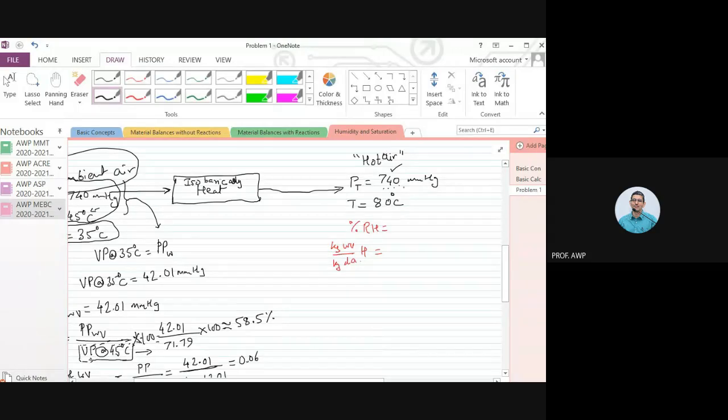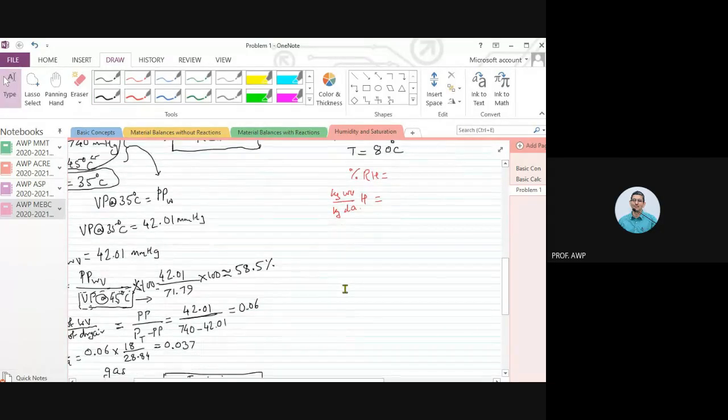But right now I just wanted you to find out what is the percent RH and what is the kgs of water vapor per kg of dry air, same way. So now, what can you say about this air that is going out? Is any water going to condense out of this air by heating? No, sir. That means water is going to remain the same as water vapor.